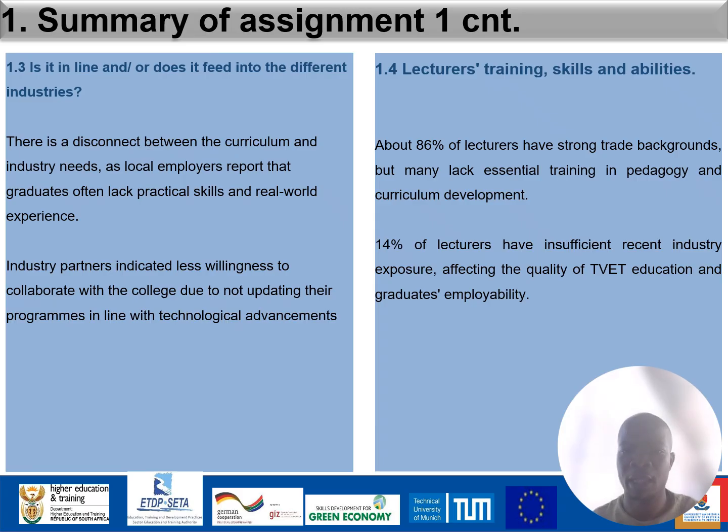Looking at the lecturer training, skills and abilities at the college, about 86% of our lecturers have a strong trade background, but many lack essential training in pedagogy and curriculum development. 14% of our lecturers have insufficient recent industry exposure, affecting the quality of education and graduate employability in our TVET college.